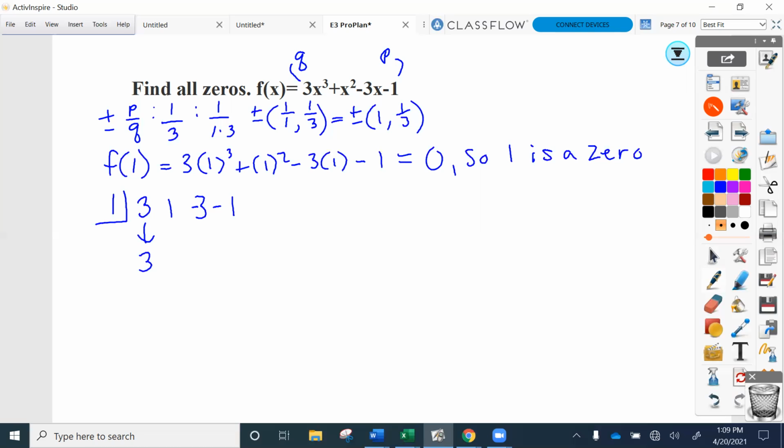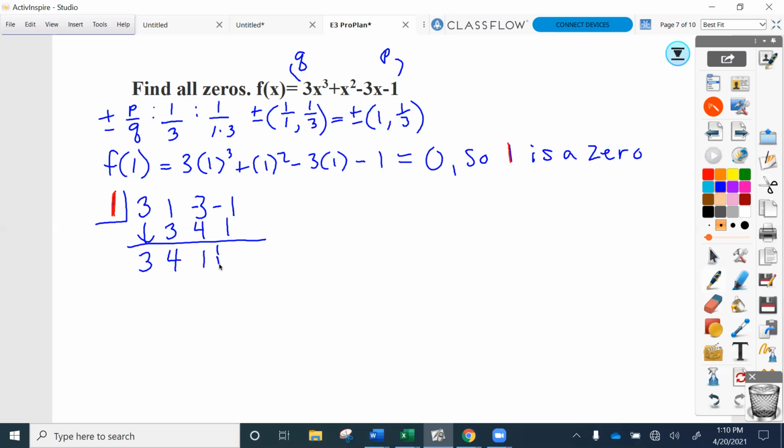So bring down the 3, multiply it by the 1. Let's put this like I've been doing it in prior lessons. So we're going to take the 3, multiply it by the red 1, and the result goes here. So 3 times 1 is 3. We're going to add 1 and 3. And we're going to take the 4 and multiply it by the red 1 to get a 4 here, and add those two to get a positive 1. Then we're going to multiply the 1 on the bottom by the red 1 to get positive 1.